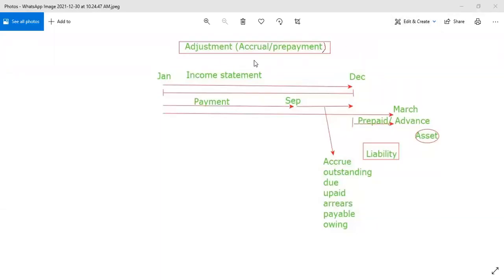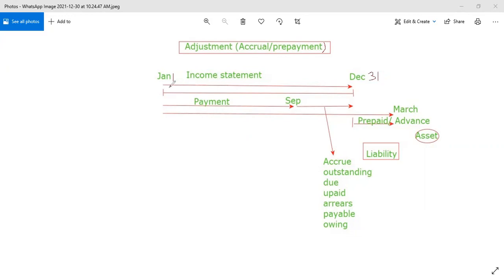Okay, the adjustment. What is adjustment? Actually, whenever we prepare the income statement and balance sheet, we need to adjust the accounts. What is that adjustment? Suppose we have a year that starts from 1st January and ends at 31st December.